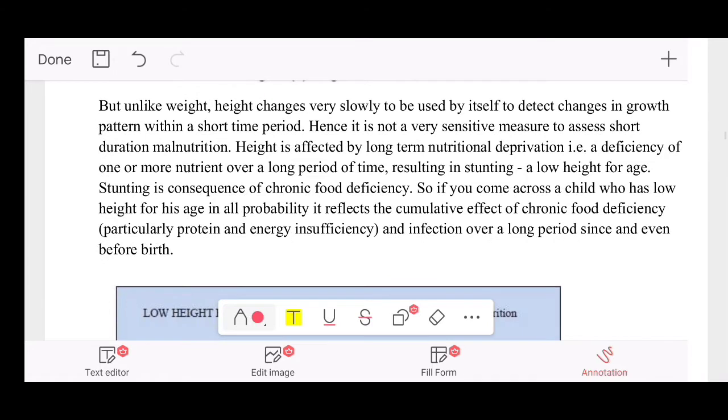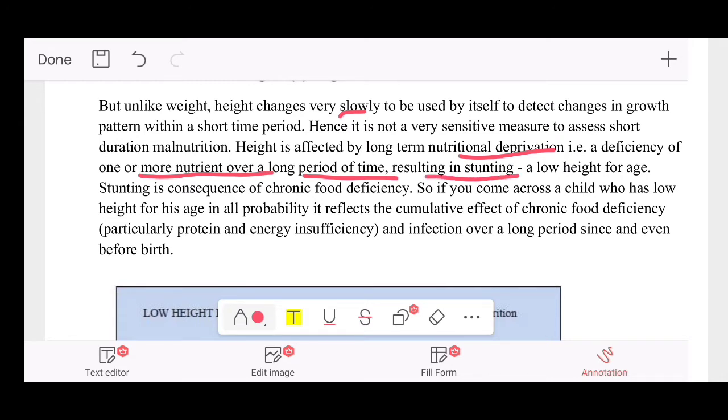Okay, but unlike weight, height changes too slowly to be used by itself to detect changes in growth pattern within a short period of time. Means within a short period of time, like 6 months or 9 months or 1 year, the height change will be a little bit, but weight can increase or decrease rapidly. Okay, height is affected by long-term nutritional deprivation, that is a deficiency of one or more nutrients over a long period of time, resulting in stunting and low height for age.